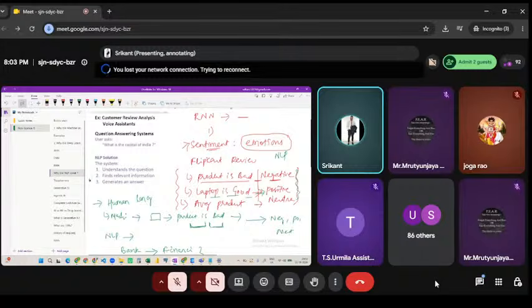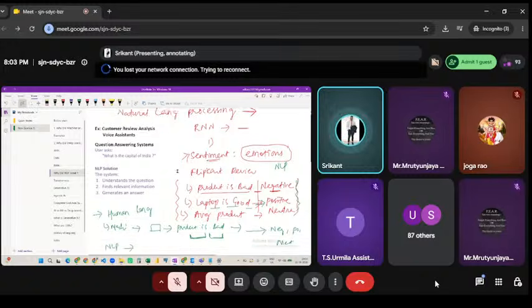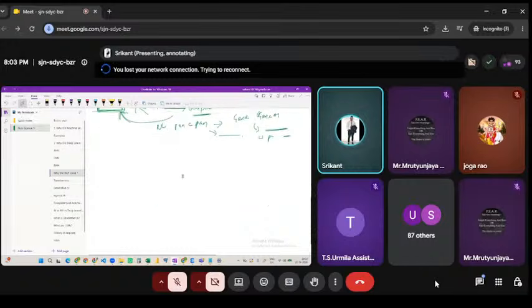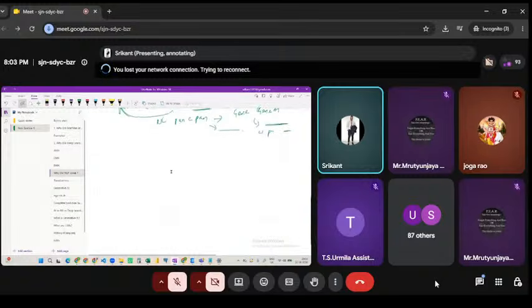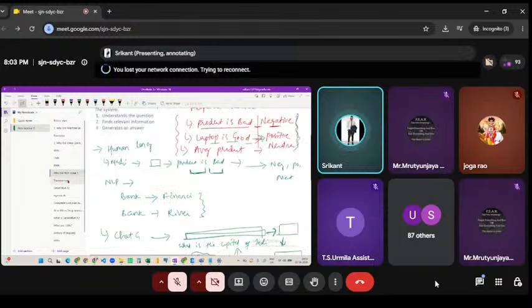Got it, guys? So we have approximately completed what is machine learning, what is deep learning, and why NLP was implemented. RNN was having some trouble, so that is why NLP was implemented. And generating an answer, those kinds of questions, if I ask something, then it can generate. Okay guys, are you with me?